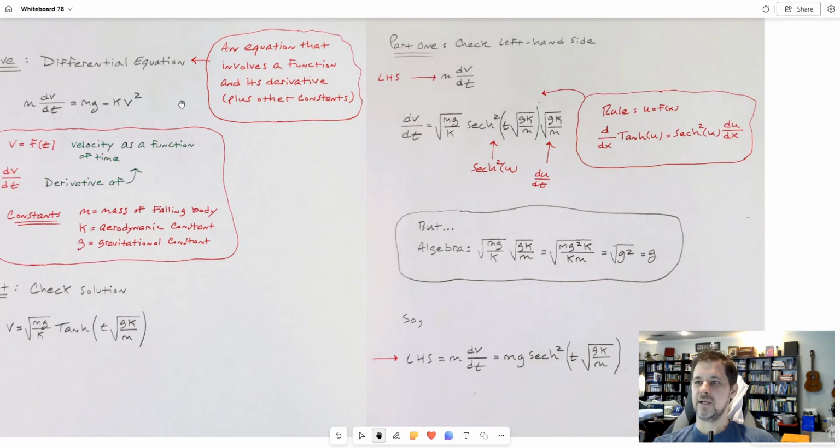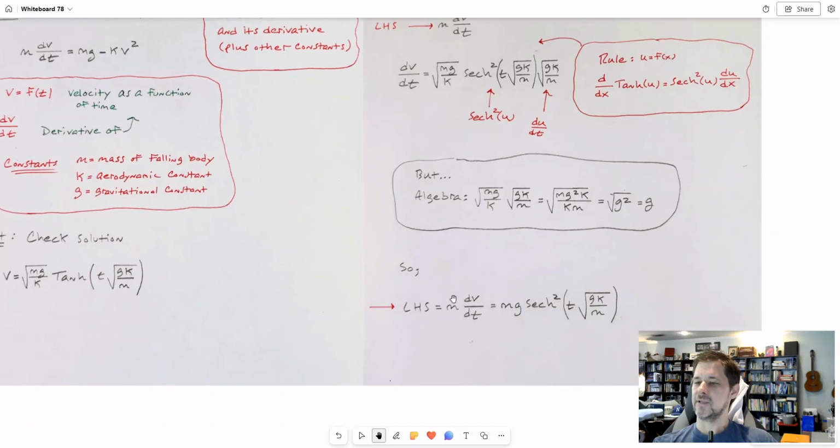What if I multiply that? Or let's do this. Let's simplify this a little bit first. I can multiply this times this. See, root mg over k? I can multiply that by this other constant, root gk over m. Like this. Get one big root. These are both roots. I can multiply the insides together under one common root. I get the m's and the k's cancel. I get root g squared, and that's just g. Okay? So the left-hand side, which is m times the derivative up here, is m times g hyperbolic secant squared t times root gk over m. So that's how the left-hand side reduces.